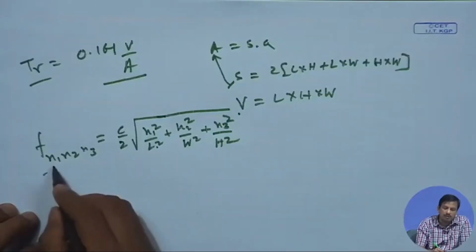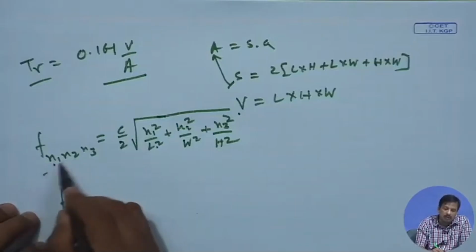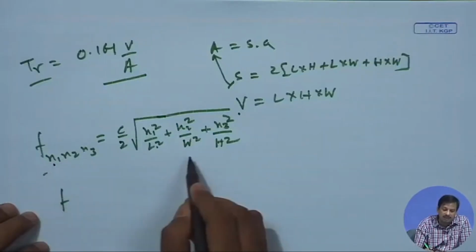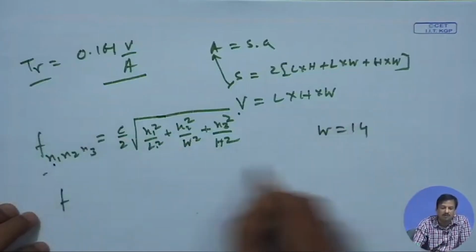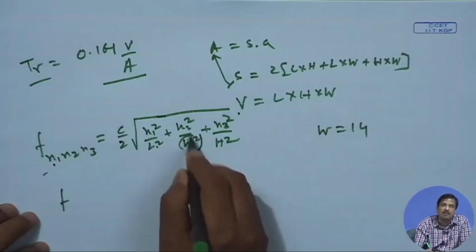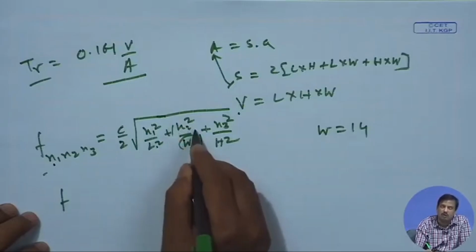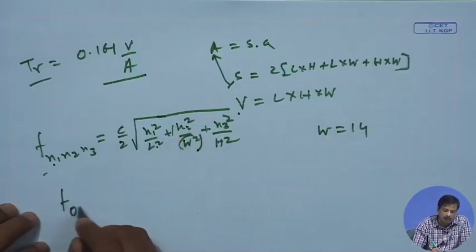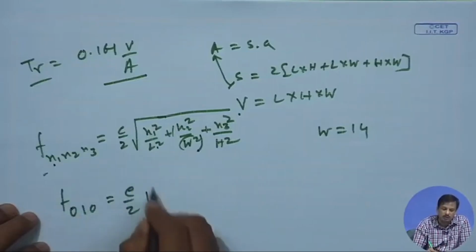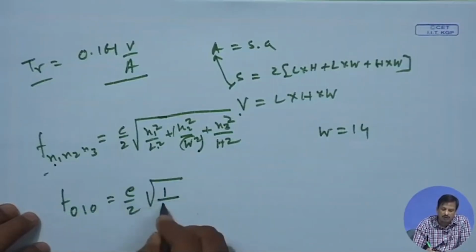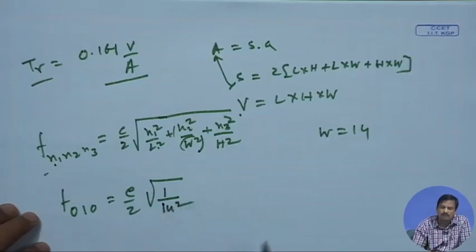When any of them are 0, what is the width? The width is maximum, width is 14. So if this width is large, then this parameter will be low. So I can say F010 will be the lowest frequency, that is C by 2 root over of 1 by 14 square.